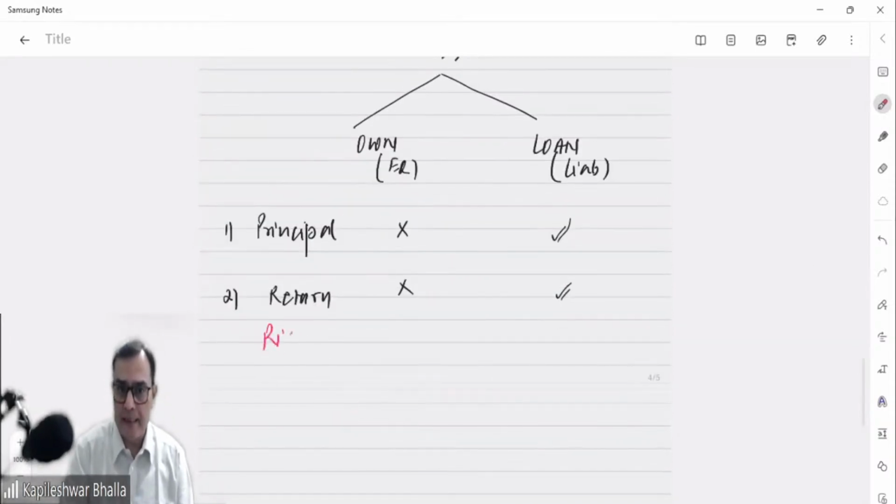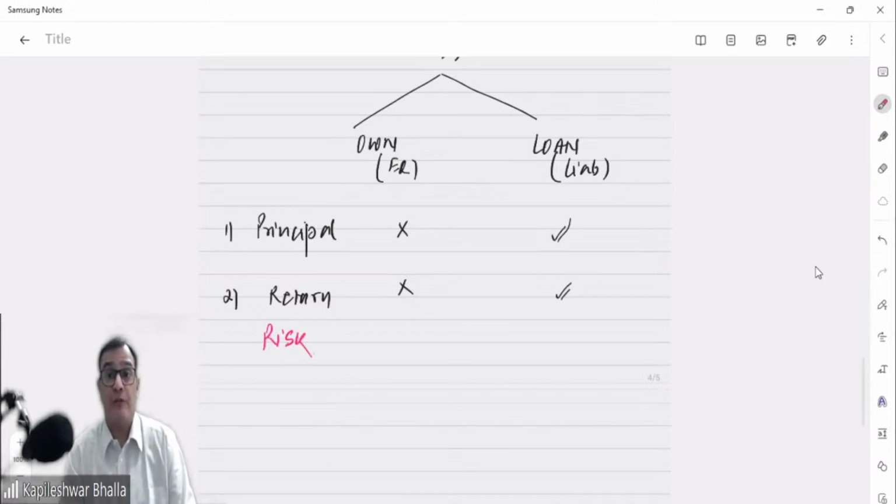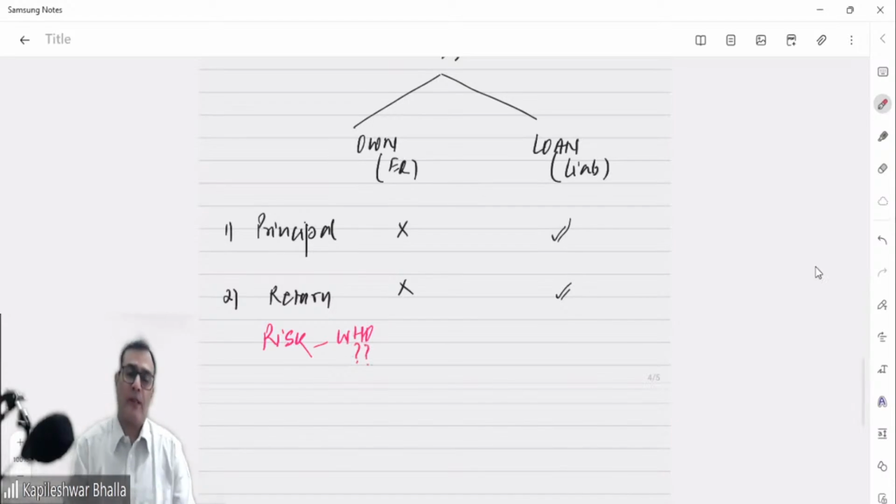So I want to look at things from the perception of a risk factor now. Imagine there is a company which issues a security. It issues, let's say, equity shares, and says, I don't have an obligation to pay the principal, and I don't have an obligation to pay any kind of returns on the instrument. Who is taking a risk? The question is, who is taking a risk? Is it the issuer or is it the holder who is taking a risk?